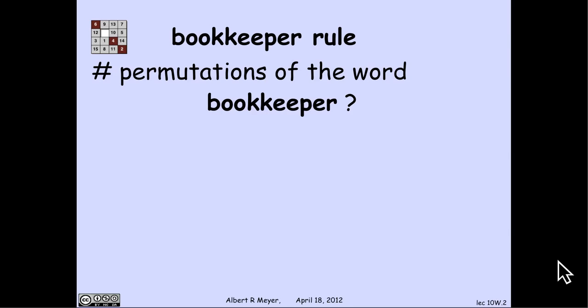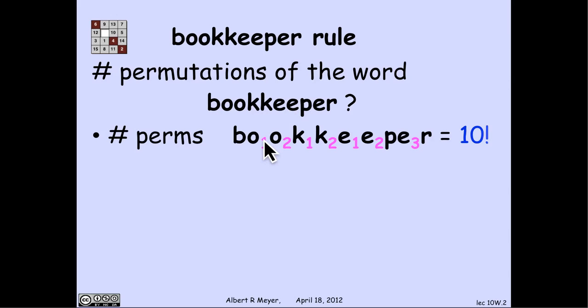The Bookkeeper Rule is about the question of: look at the word bookkeeper and ask how many different ways are there to scramble the letters in this word that actually are distinguishable. The point being that the two O's are indistinguishable, so the order in which they appear doesn't matter. Likewise, the three E's and the two K's. Well, how do we answer this question?